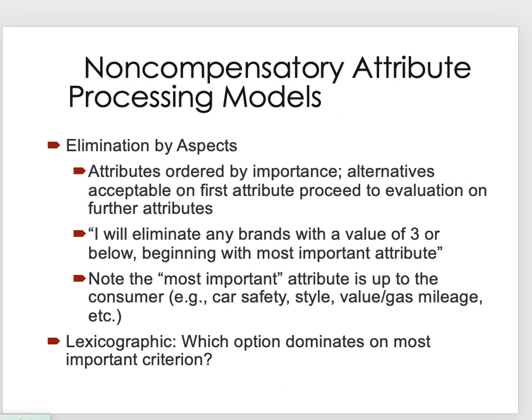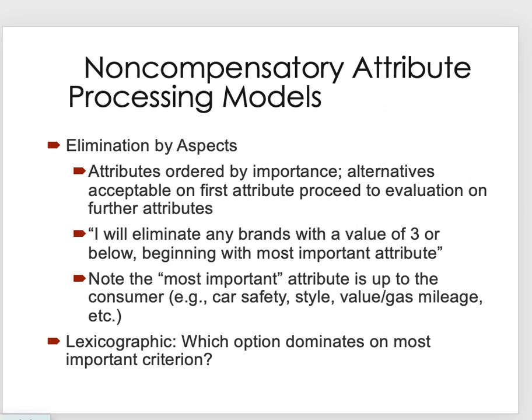So some of the more famous or research-supported non-compensatory attribute processing models are the elimination by aspects and lexicographic decision-making model. So with elimination by aspects, first, you order the attributes in terms of what is most important to the consumer, and then it's a matter of eliminating the ones that are unsatisfactory, and then you see what's left.